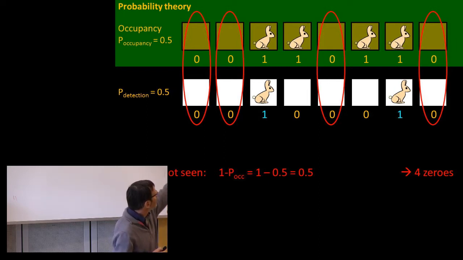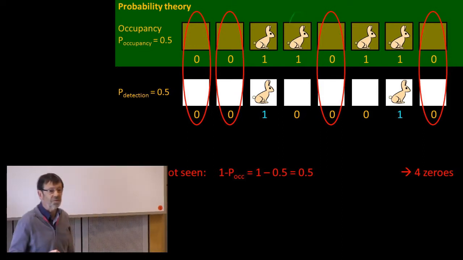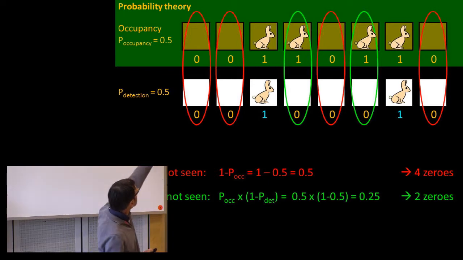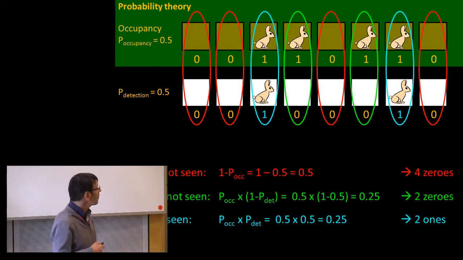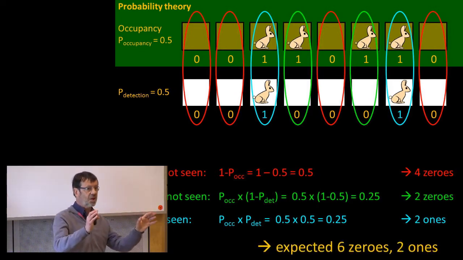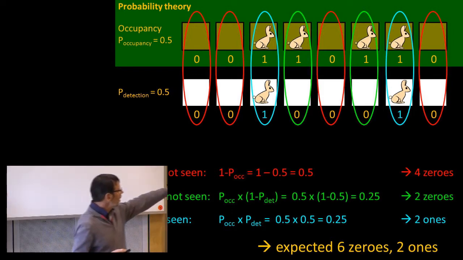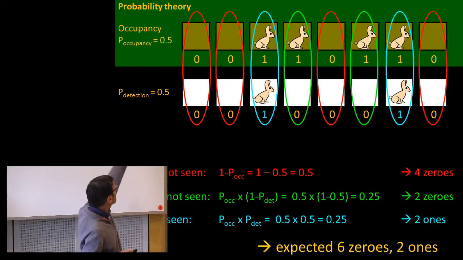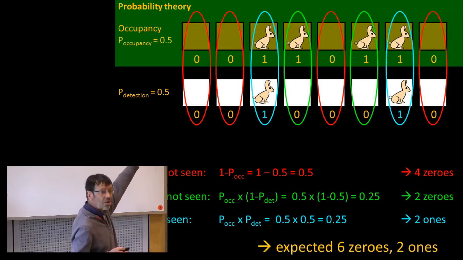And you can see from the figure that you should end with 4 zeros. Present and not seen, the green ones. If you calculate it from the occupancy and detection, you could see it ends up with 2 zeros. And you have 2 ones in case the species is present and also observed. Now what's important is that if you have occupancy and detection, then you have an expectation of zeros and ones in your observations. And if you have another occupancy and another detection probability, you will have another set of zeros and ones. That's important.